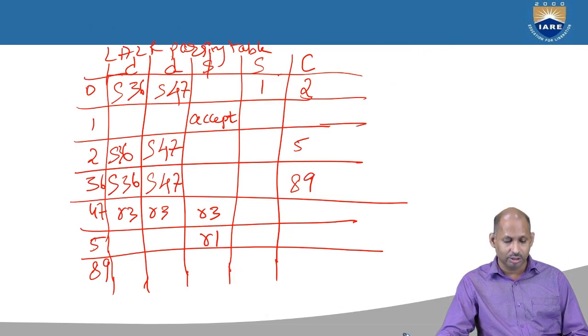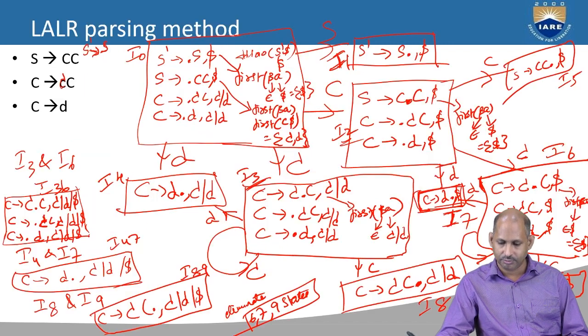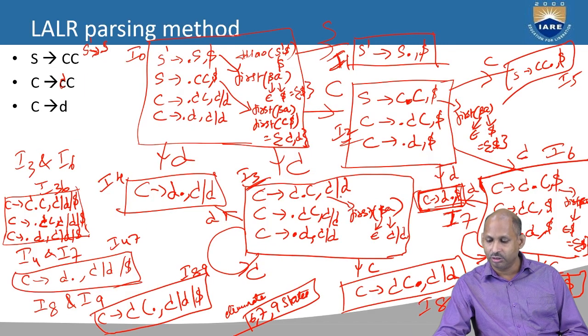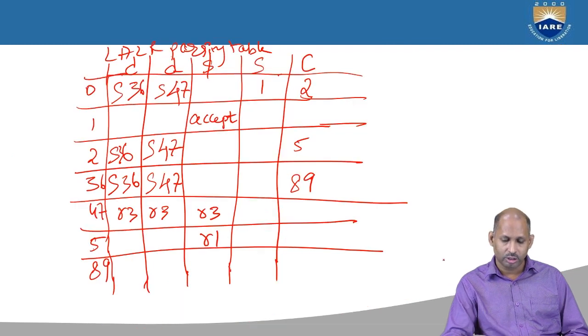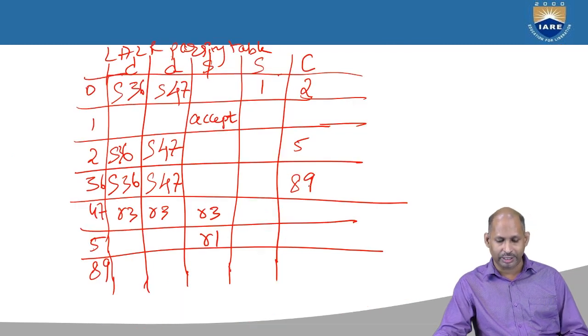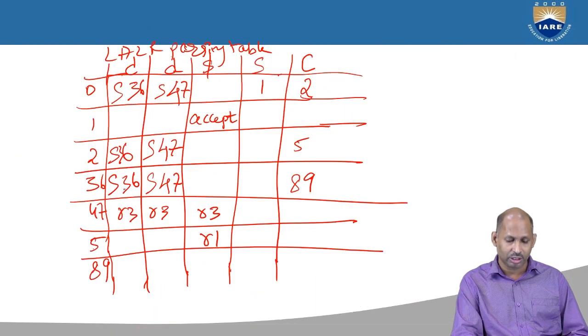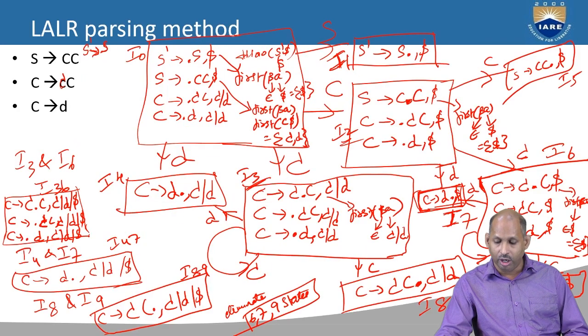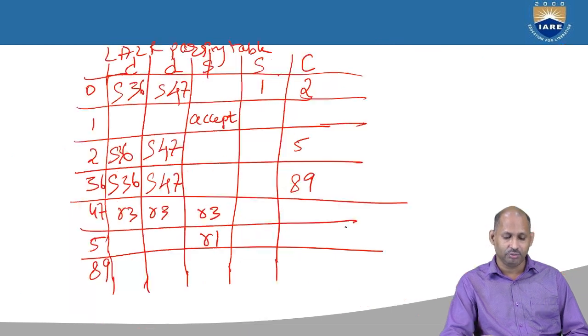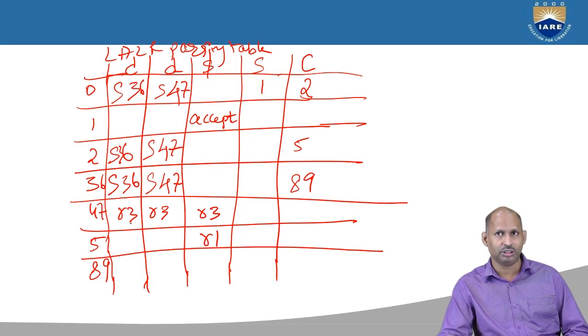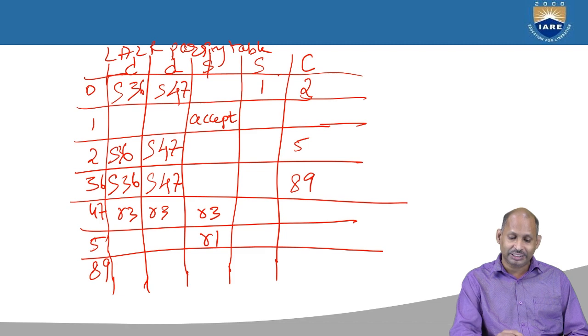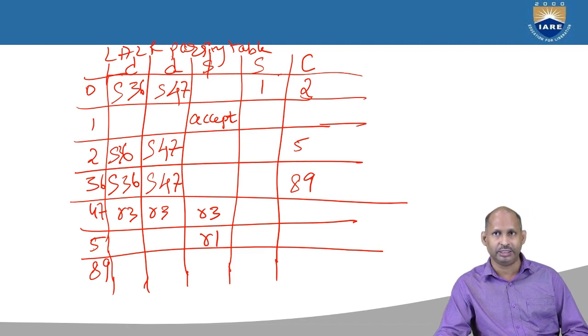Then the 6th, I6. I6 on C is going to I9, which is already combined as 36. Then on D it is going to I7, so it is going to I47. Shift 47. So state 6 has considered all its entries.